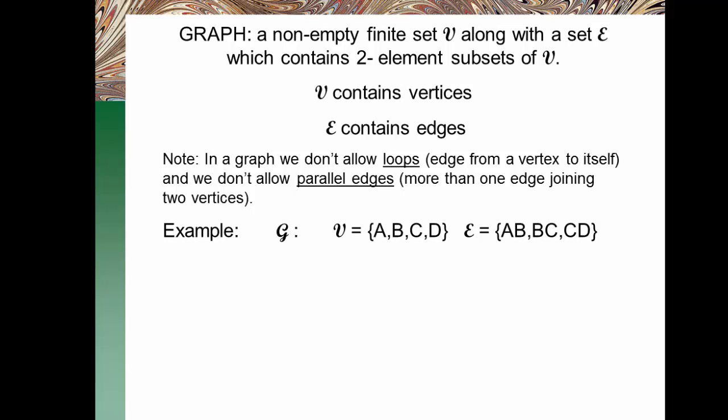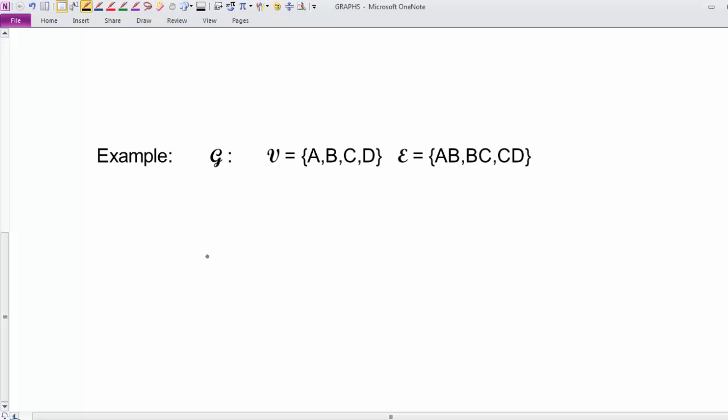The graph G here is made of two parts. A set of vertices A, B, C, and D, and a set of edges AB, BC, and CD. Notice that each edge is a subset of the set of vertices. So in fact, each edge, for example, edge AB, is actually a two-element subset of the set V. Since it's a set, then it doesn't matter if you represent it by AB or BA. The order in a set doesn't change the set.